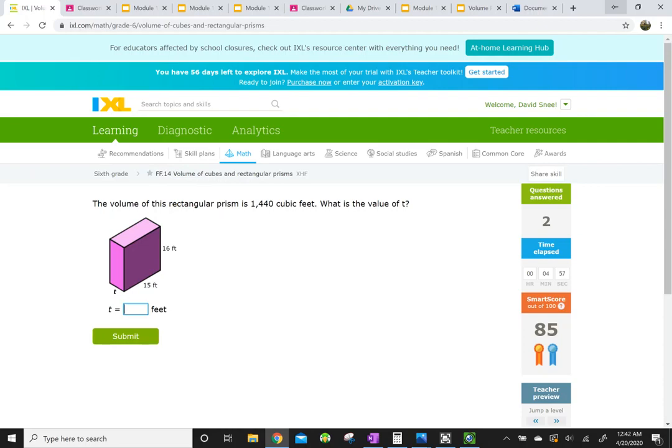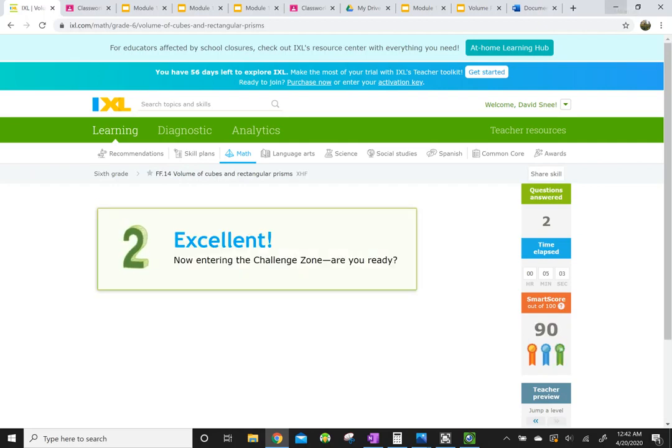Okay, this one is the same problem again. You find all the information you need to find the value of t. It's the length, the height, or the width. It doesn't matter.